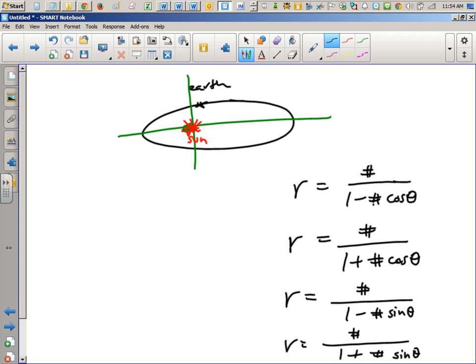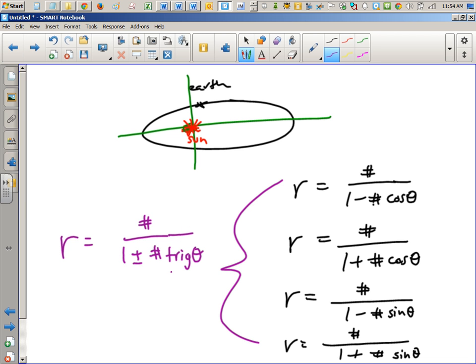All right, I'm going to summarize all 4 of these because the book likes you to memorize all 4 of these and what they mean. I say forget that. Let's just combine this all together. I'm going to call it r equals number over 1 minus or plus number trig. So trig means sine or cosine, not tangent. Okay? This is what you need to know.